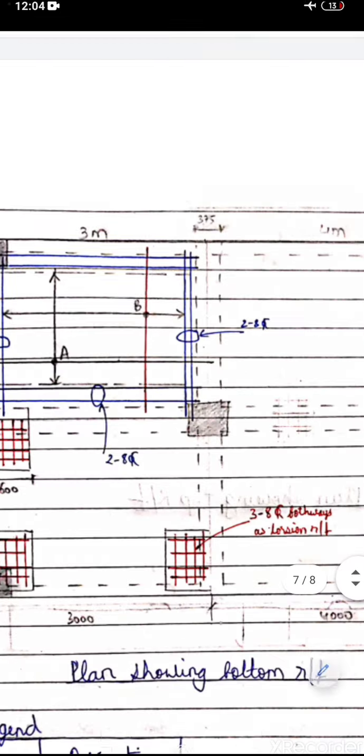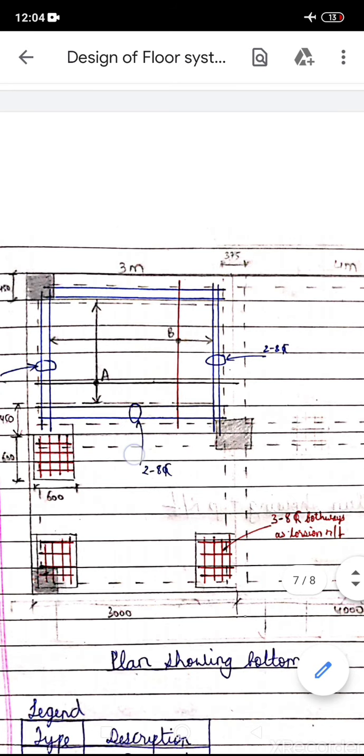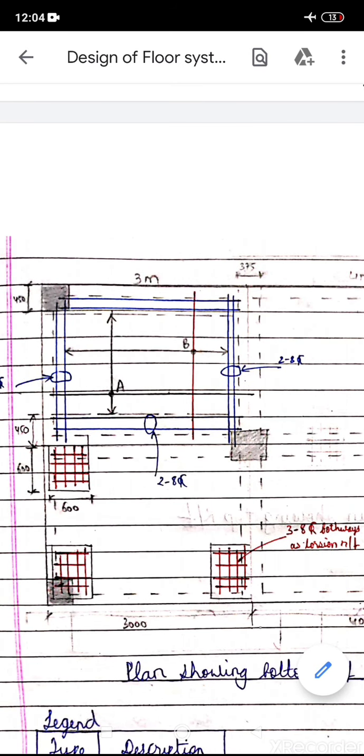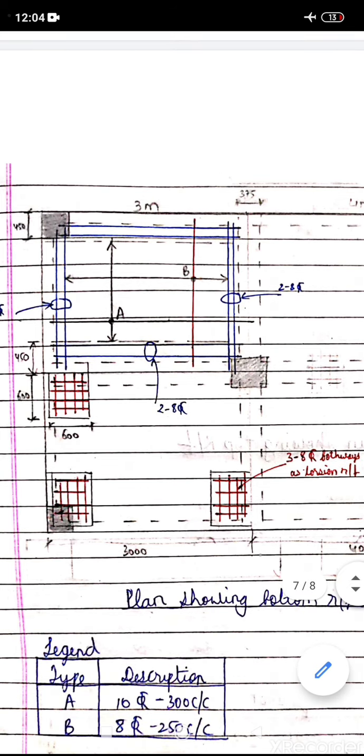So this is going like this. So in the form of a mesh you can understand. Okay, I'll just zoom it. So this A is provided from this direction to this. I hope this is clear. In the horizontal I'm talking about. Now A is nothing but your 10 torr at 300.